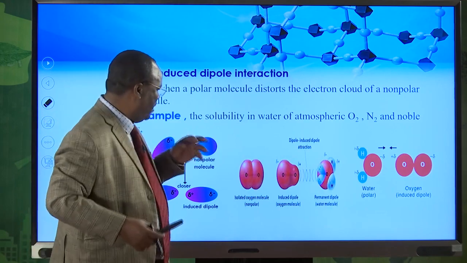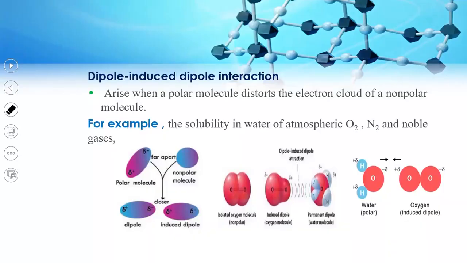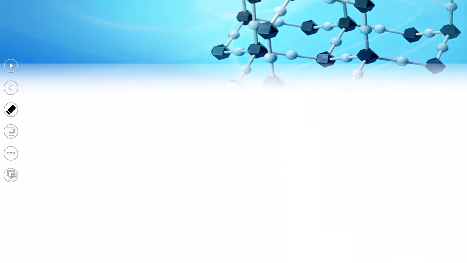You can see these coming together and the distortion of the electron cloud. In this case, the oxygen atom attains a temporary charge and a force of attraction between the two will happen. Now, in this case, oxygen can be dissolved in water. These types of interaction are said to be dipole-induced dipole.